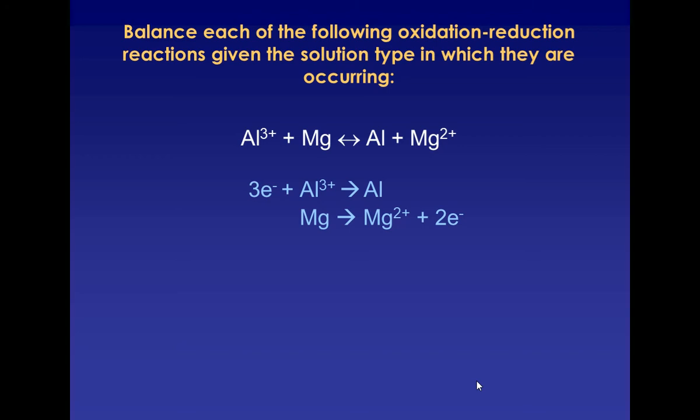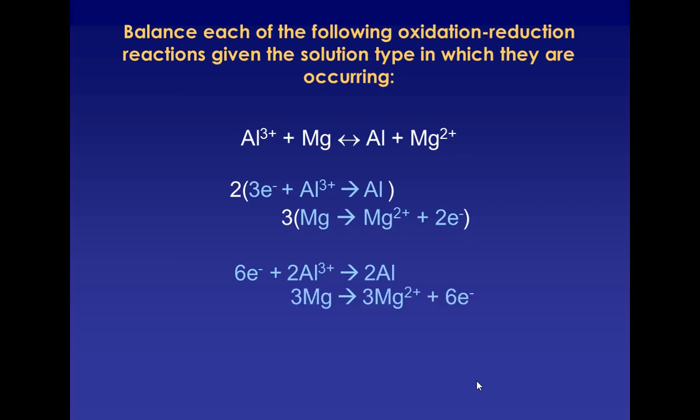We have 3 electrons being gained by the aluminum ions and 2 electrons being lost by magnesium. So the factor they both would have in common would be 6. So if I multiply both sides of the equation by 2 with the aluminum and by 3 with magnesium, I now will have 6 electrons on both sides of the equation. The number of electrons being lost are going to equal the number of electrons being gained. The 2 and the 3 are coefficients distributed through to the entire equation, so we would now have 6 electrons and 2 aluminum ions, making 2 aluminum atoms, 3 magnesium atoms, making 3 magnesium ions, and 6 electrons.